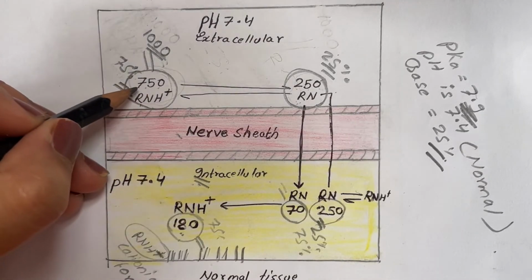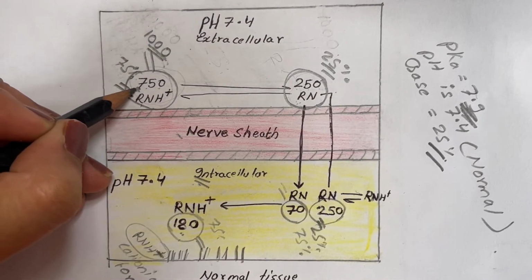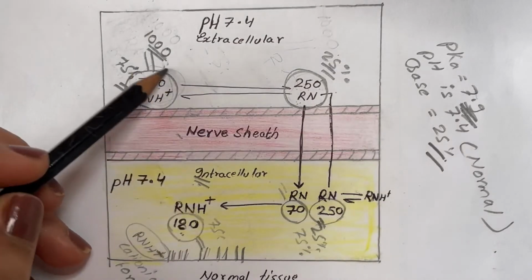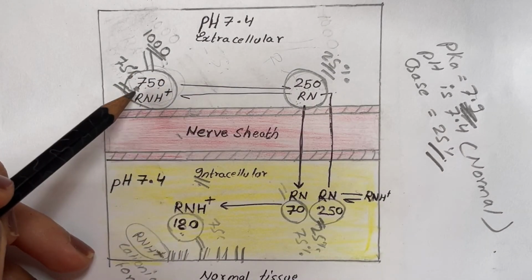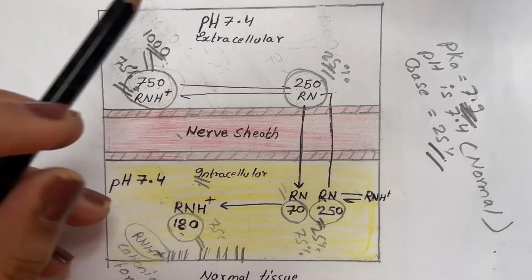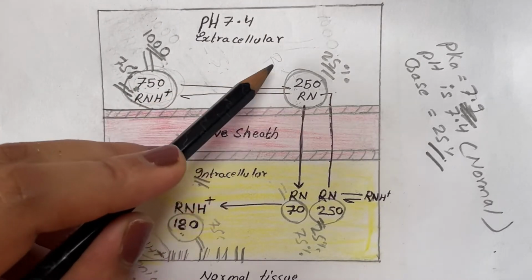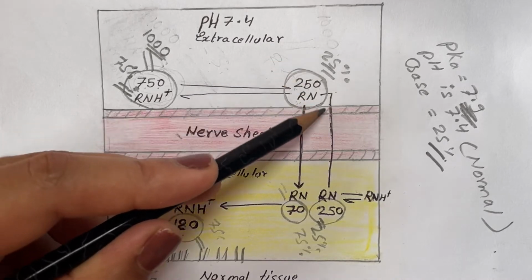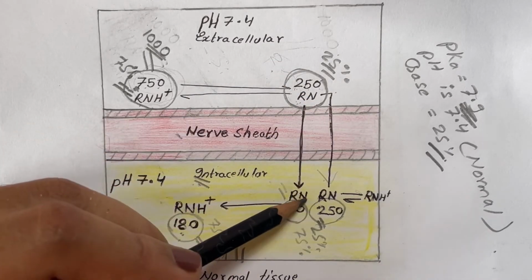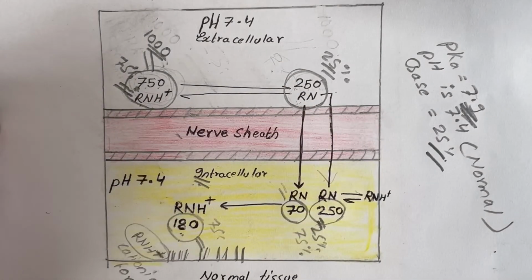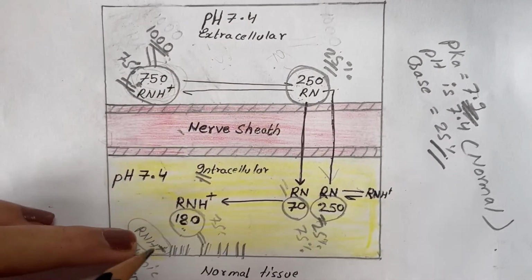That means from the 750 also, 75% remain as the cationic form and 25% of 750 change into the free base form and diffuse to the nerve sheath. So this is the way local anesthetic molecules work in normal, healthy tissue.